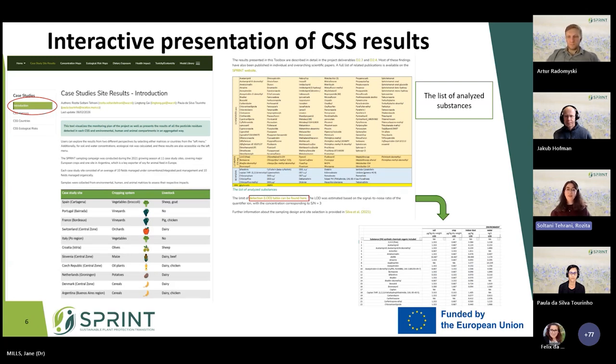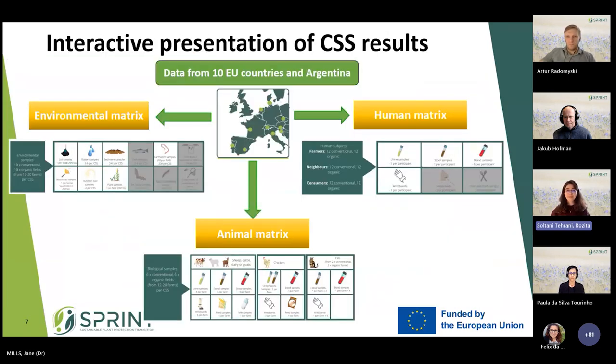In the introduction page, as you can see in this slide, users can find background information on the list of analyzed substances, the limits of detection, the cropping system, and livestock present at each case study site. So overall, this tool provides both the scientific background and the visual exploration of the results in one place. Next slide, please.